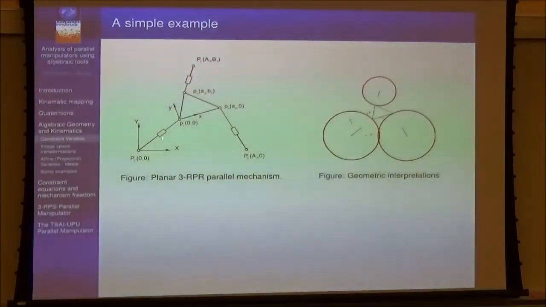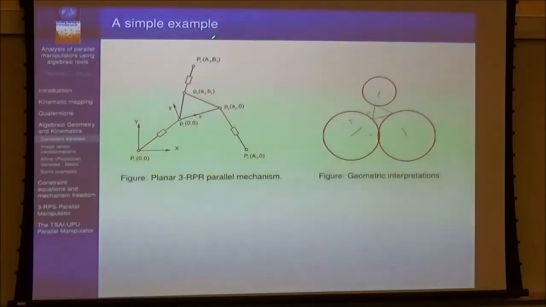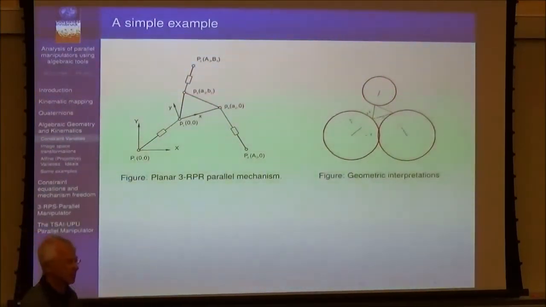So when we have the leg lengths as input parameters of this manipulator, or as joint variables, we can think of this triangle plate as being moved in the plane. So this is our manipulator.